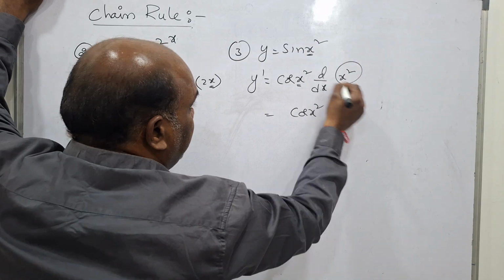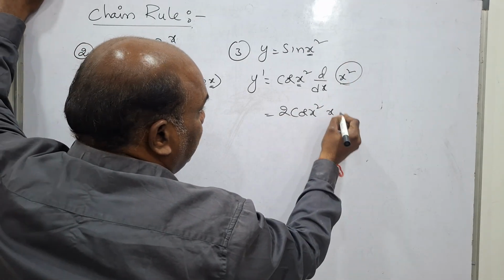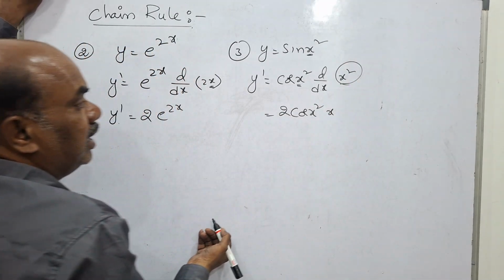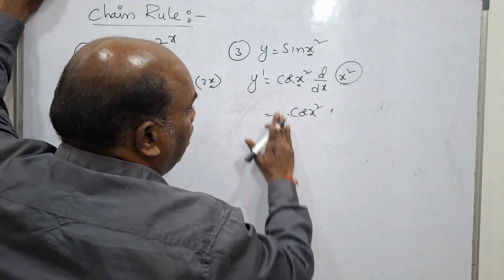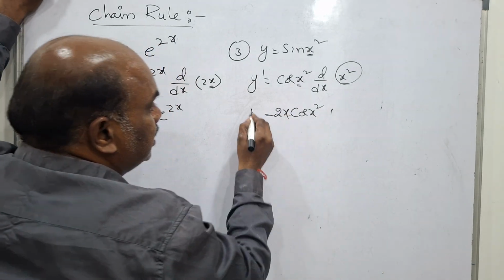This is in the form of x power n, so n into x power n minus 1. 2 minus 1 is 1. So the answer is 2x cos x square. Simply 2x cos x square.